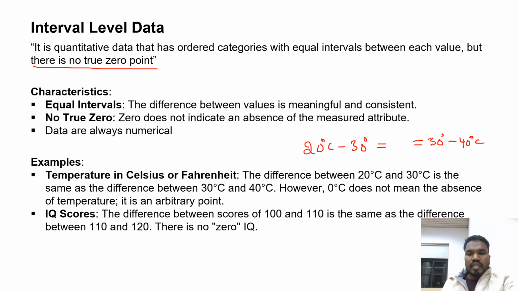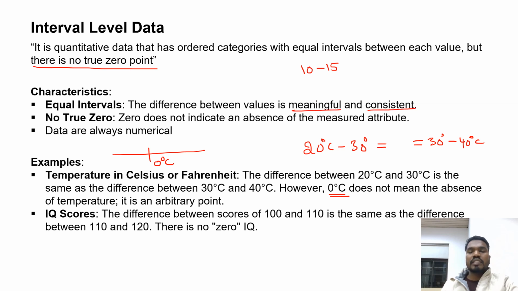So that is fine. When I'm saying 0 degrees centigrade, what is the meaning of that? Does it mean that the temperature is absent? No, right? I mean to say that we have a scale, and on that scale, on that particular day, the temperature is 0 degrees centigrade. That's all. That is the meaning of there is no true zero point. Clear?